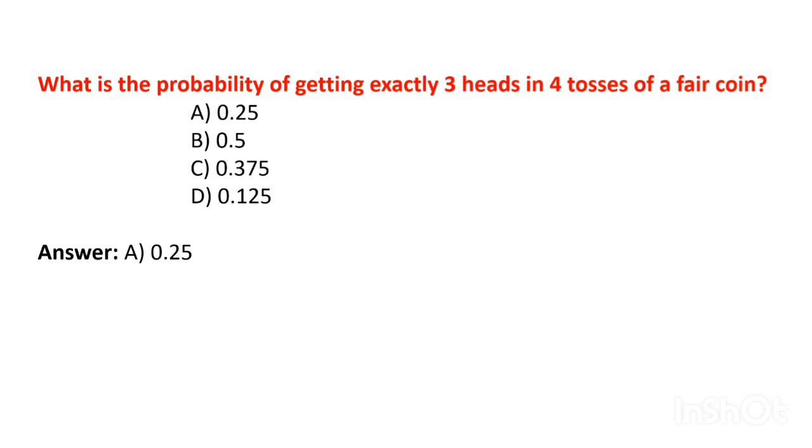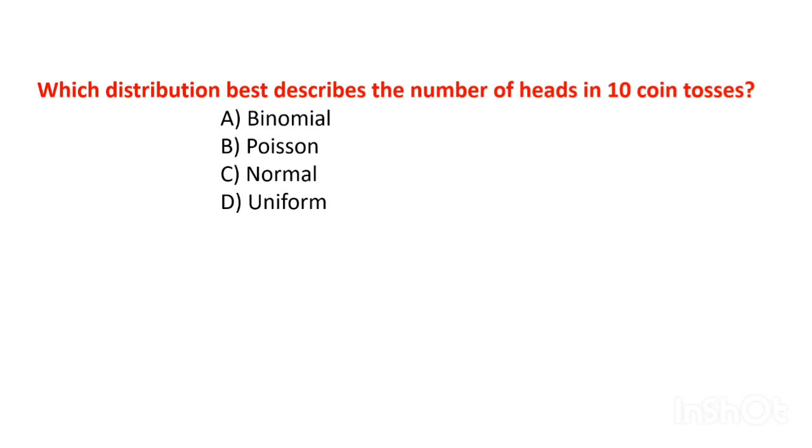1/4, that is 0.5, 0.25. Correct answer is A. Which distribution best describes the number of heads in 10 coin tosses? The number of heads in a fixed number of coin tosses follows a binomial distribution. The correct answer is option A.